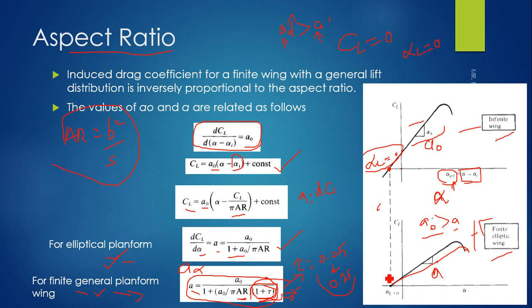Actually, for symmetrical wing, alpha L equal to 0 is equal to 0 only, because it will be at the origin. But for unsymmetrical wing, alpha L equal to 0 has some value. That means some degree, it may be 2 degree or 3 degree or 1 degree. That's why we are plotting alpha L equal to 0 here, where my pointer points.